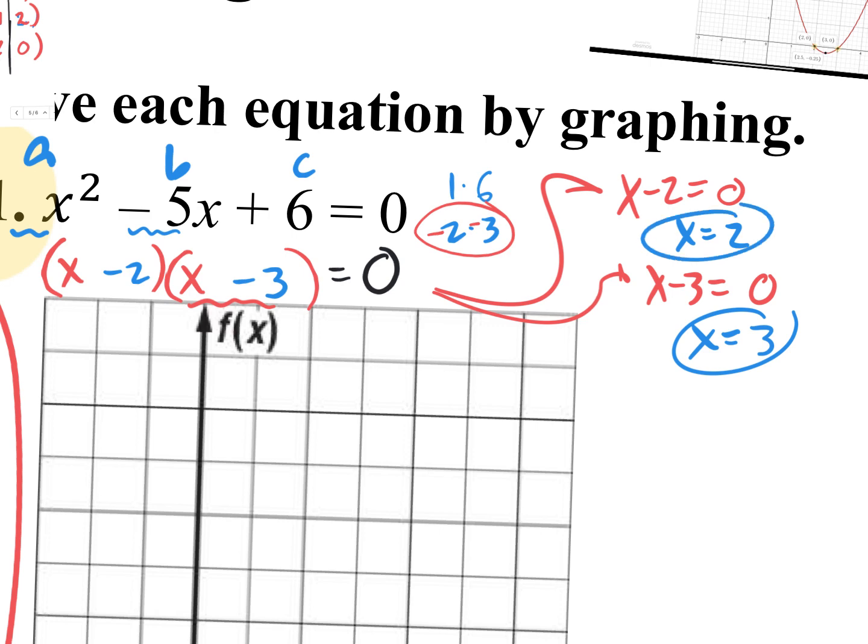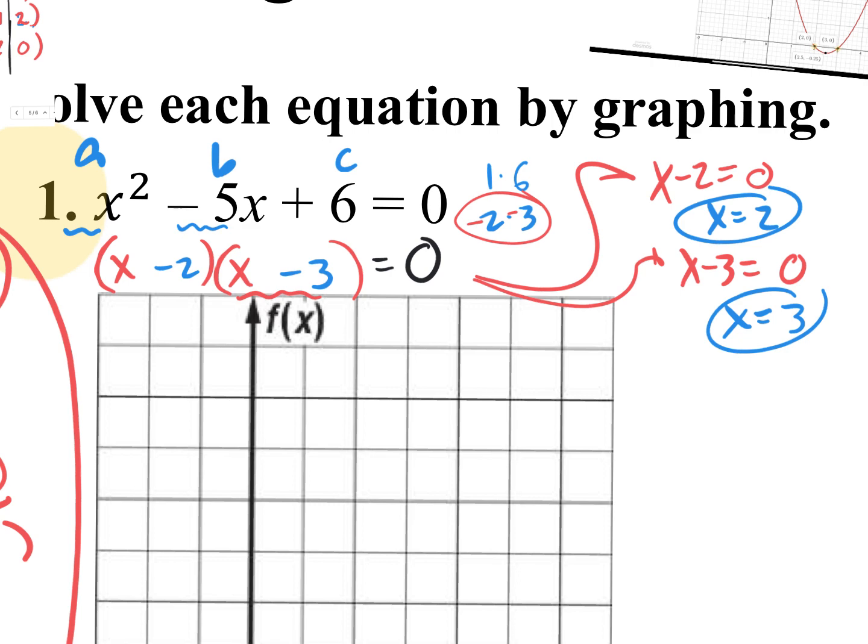So we got the two answers very quickly. How? By factoring, splitting, and solving. We factored it, we split it, and we solved it.